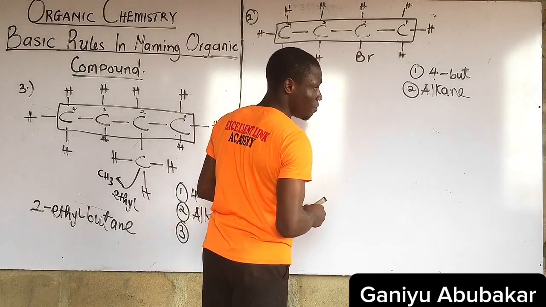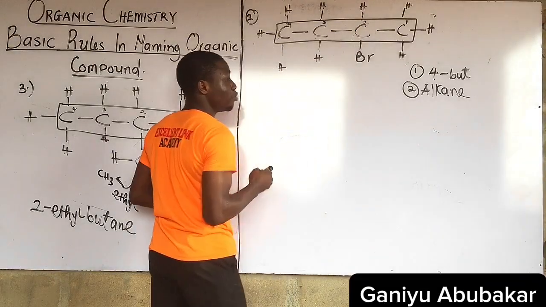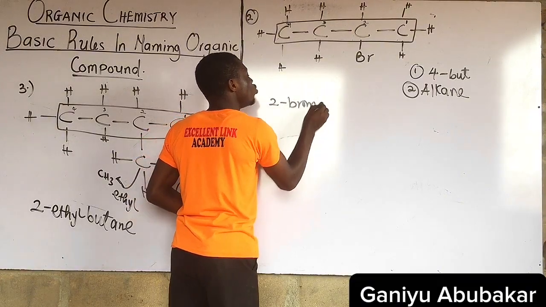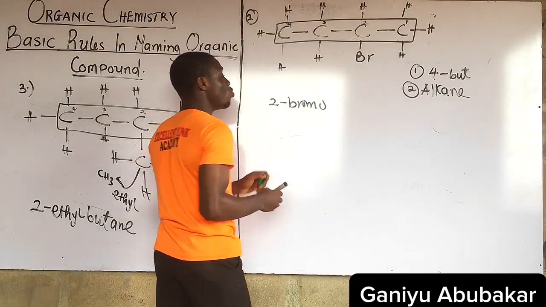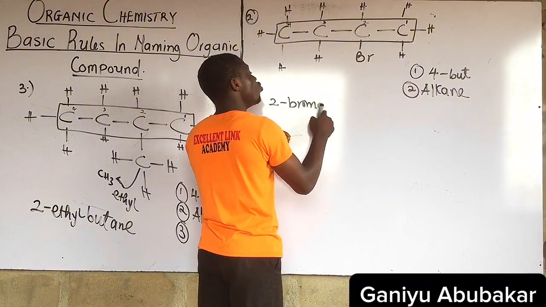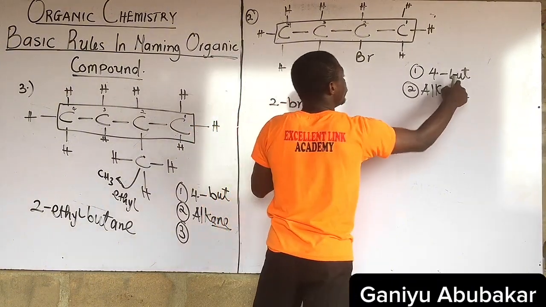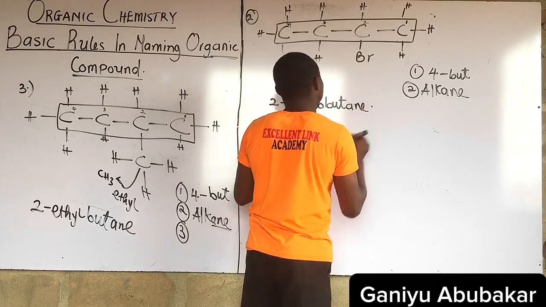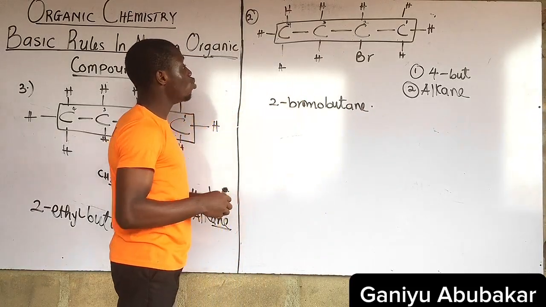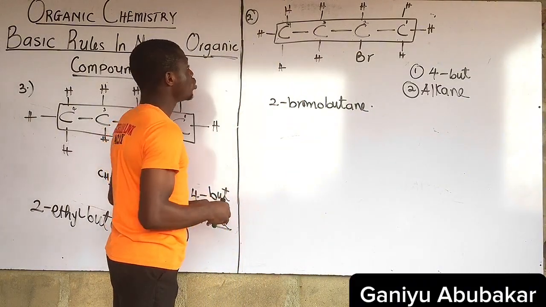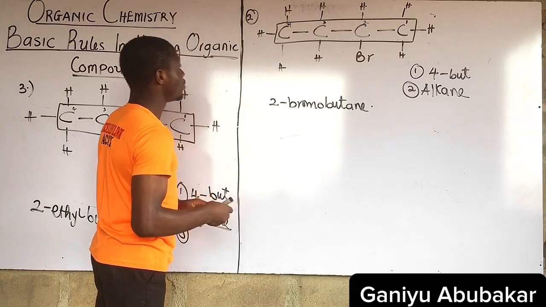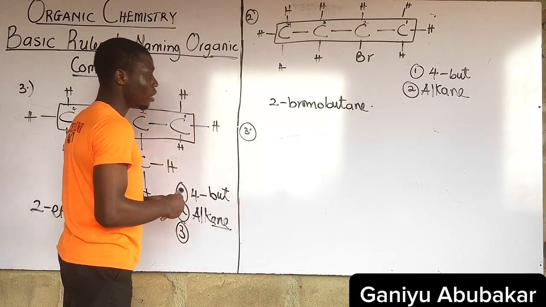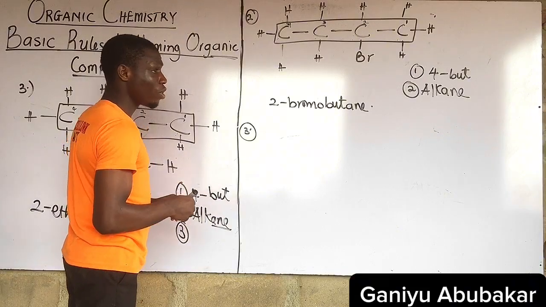We said name the substituent first. I'm having two, and show the position. That becomes 2-bromo. You call bromine, call it bromo. So I have 2-bromo. Next up, butane becomes butane. This compound is called 2-bromobutane. This one is called 2-bromobutane. Let's take one last organic compound and let's see how we can work them out.